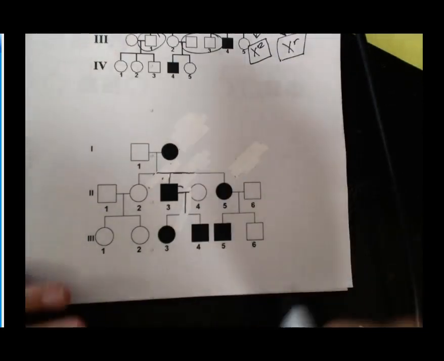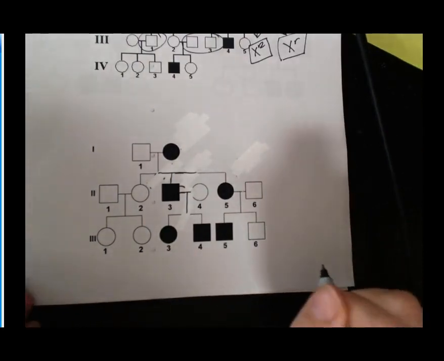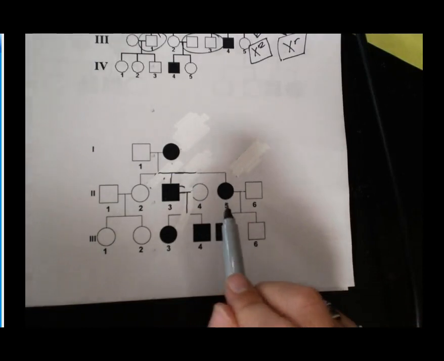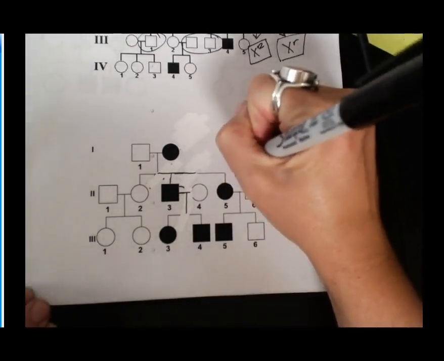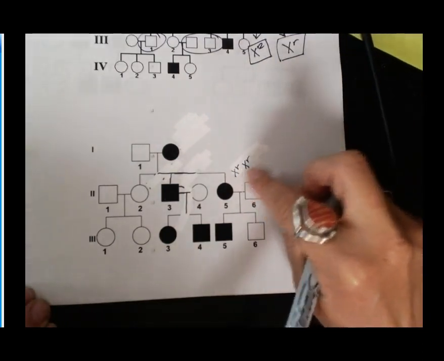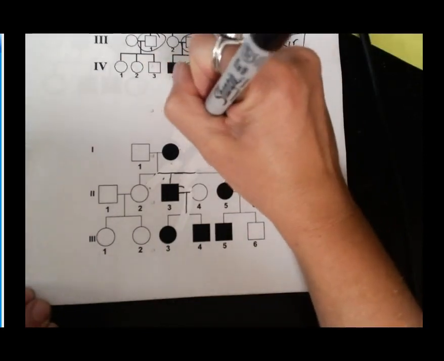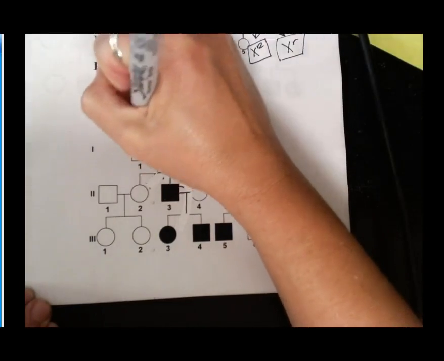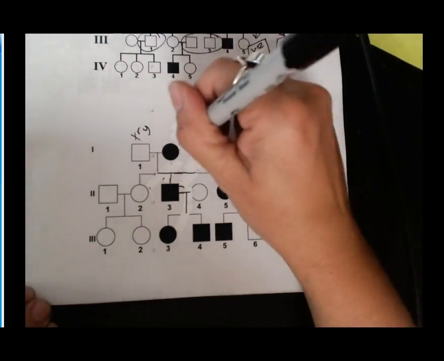So if I think to myself, well, maybe it is sex-linked recessive, then the daughter here, number 5, would have to have 2 copies of the recessive allele. If she got one from her mom, that would work, if the mom was like this. But then she'd have to get a second one from her dad. And because the dad is not shaded in, we know that it is not sex-linked recessive.